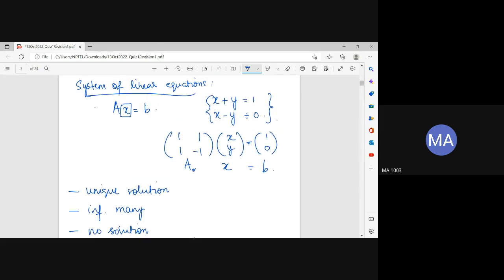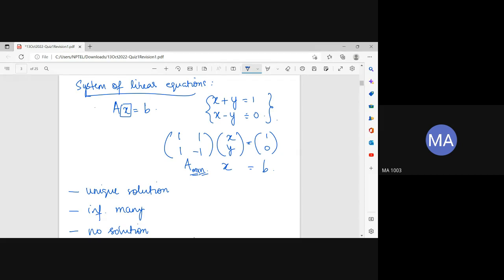How do I decide the order of the coefficient matrix A? Can you tell me what the number of rows represents? Number of equations. And n represents the number of variables. So if I have an m cross n matrix, it means that I have an m cross n system, that is, m equations and n unknowns.